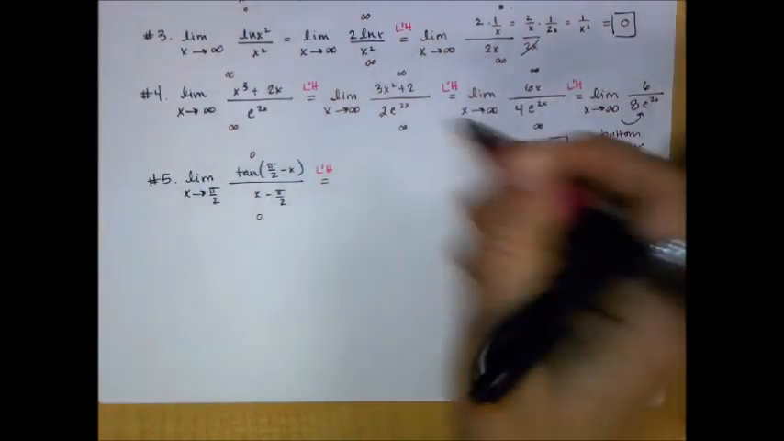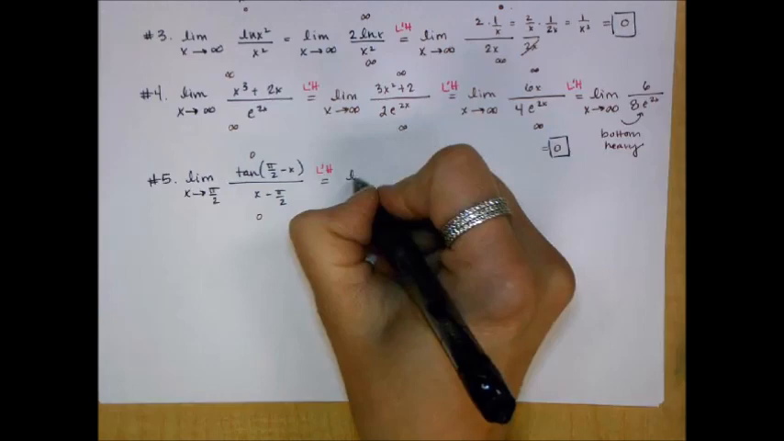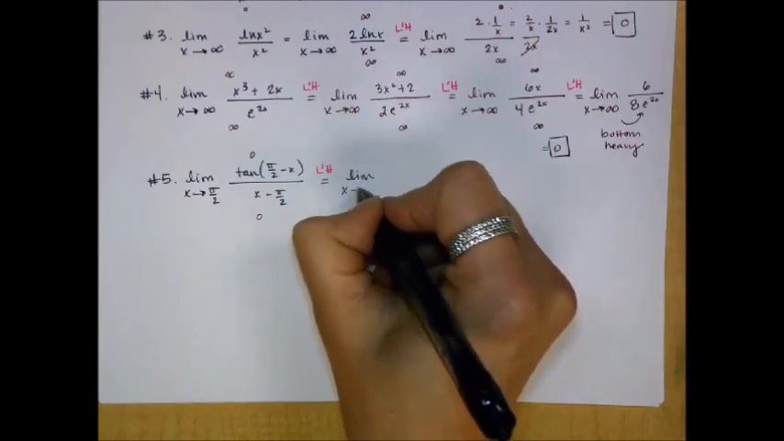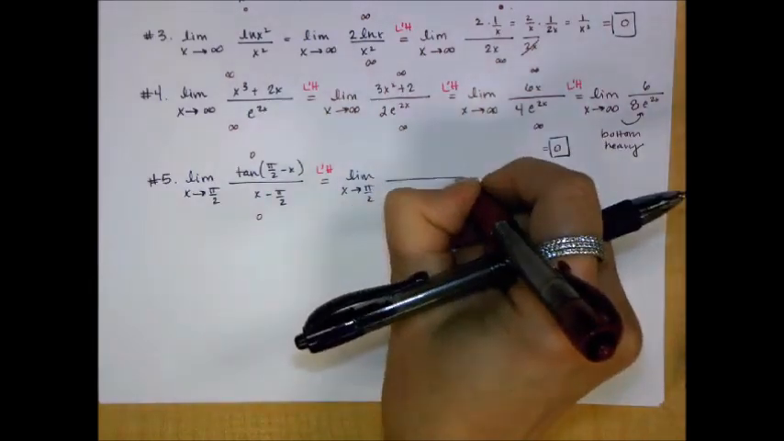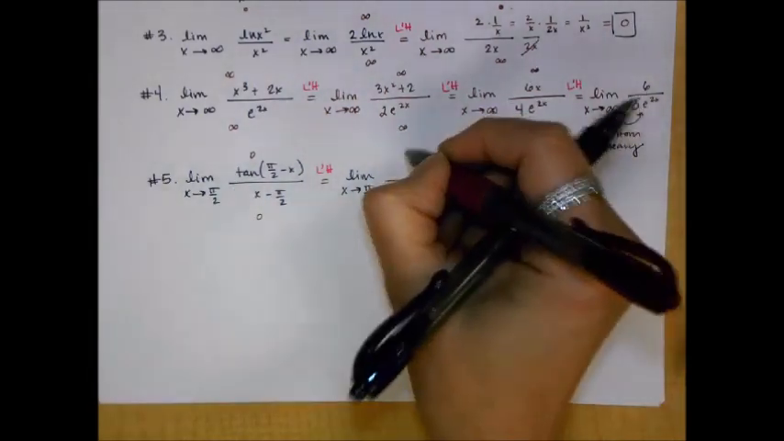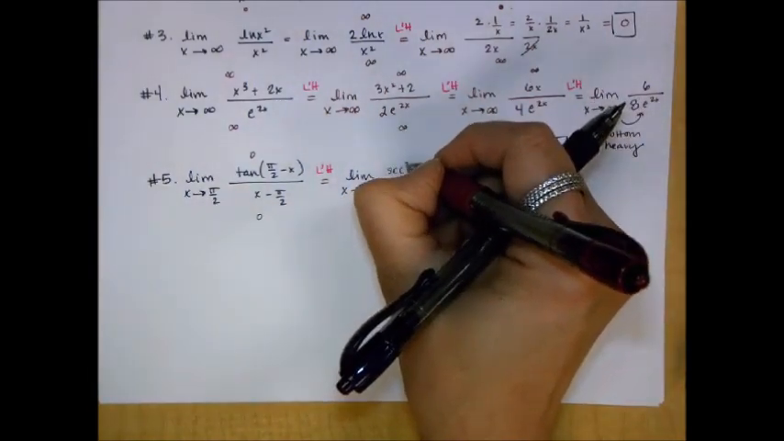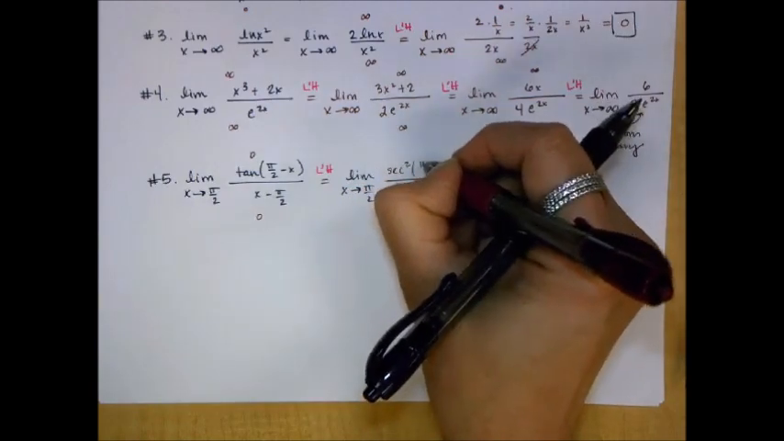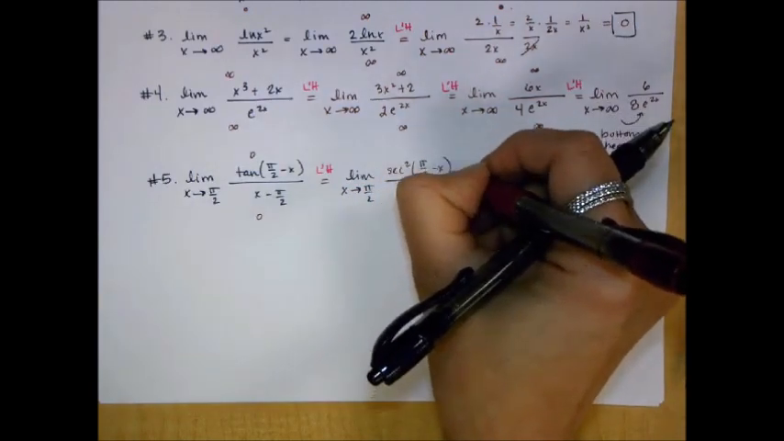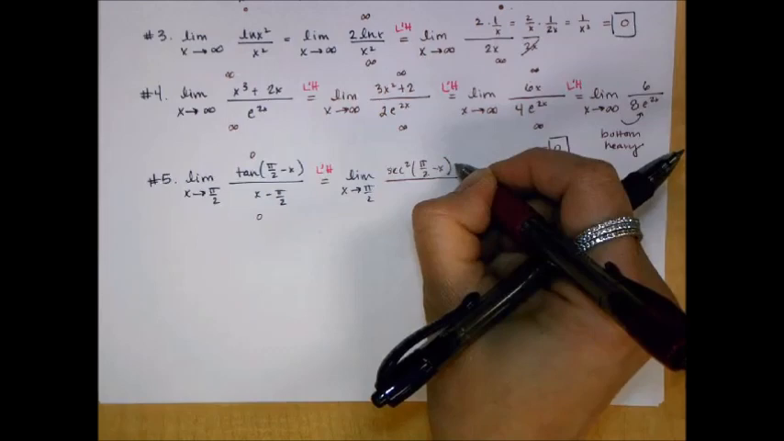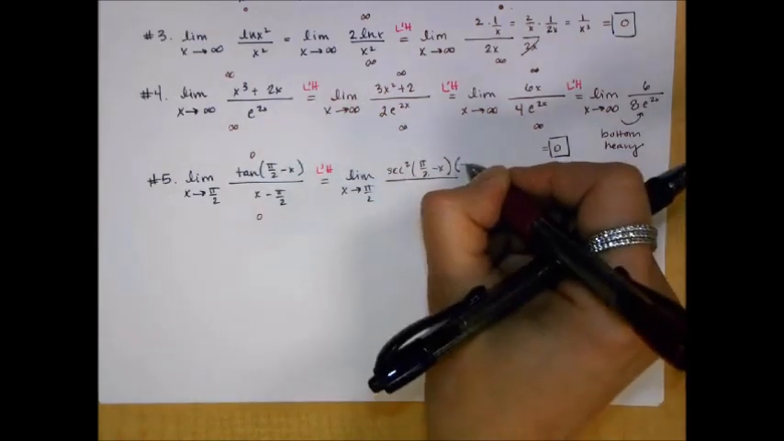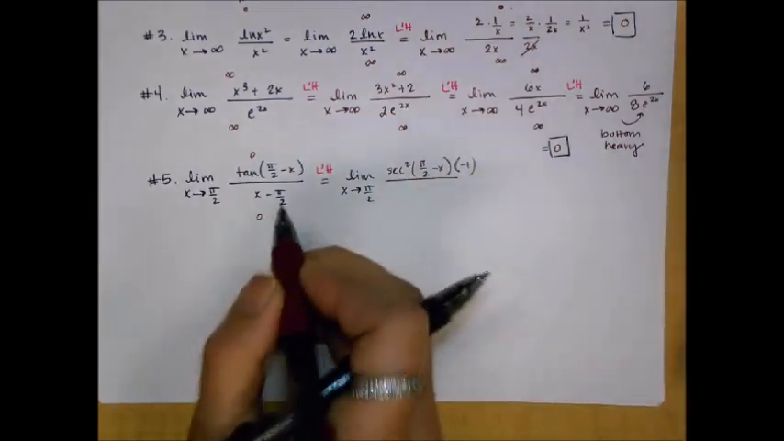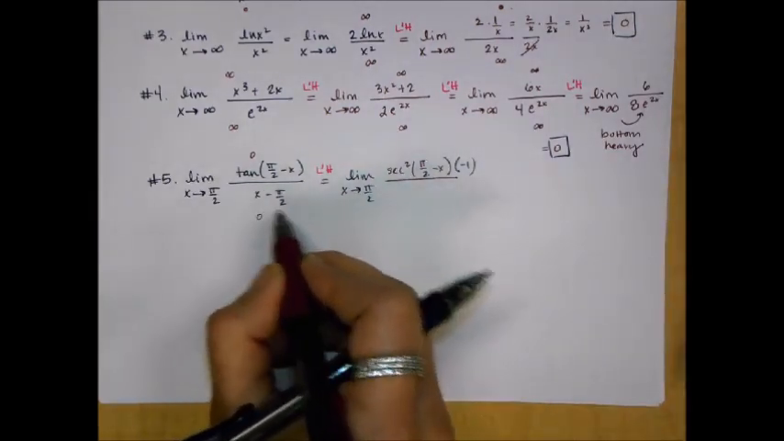So we'll keep our limit as x approaches pi over 2. And in the numerator, the derivative of tangent is secant squared. We'll keep pi over 2 minus x. And then follow up with the derivative of what's inside. So the derivative of inside here is -1. In the denominator, the derivative here is just 1. So this should hopefully simplify right here.